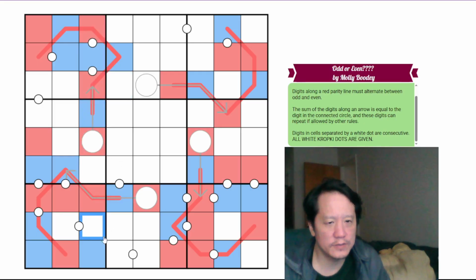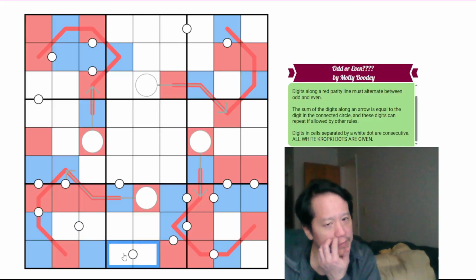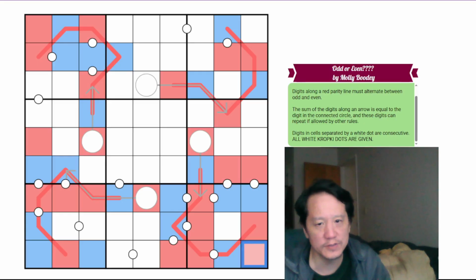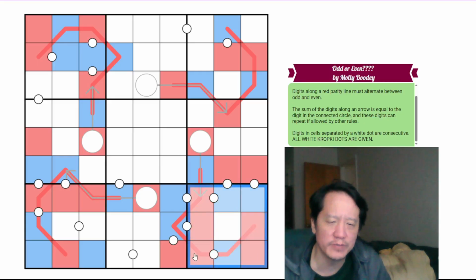Okay. One of these is red, one of these is blue. One of these is red, one of these is blue. So therefore that makes this red. We have 5 reds in box 9, so this must be blue. We have now 4 evens in column 8, so the rest must be odd.